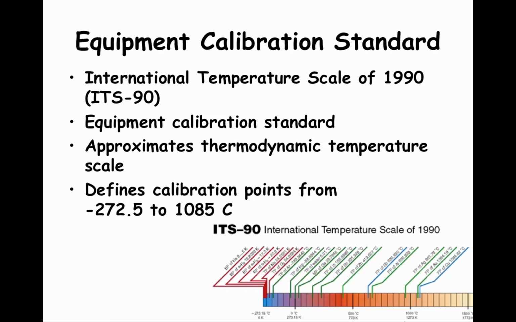The International Temperature Scale of 1990 defines over 15 different calibration points from -272 to 1085 degrees Celsius. Many of the temperatures are based on the triple points of different chemical elements.